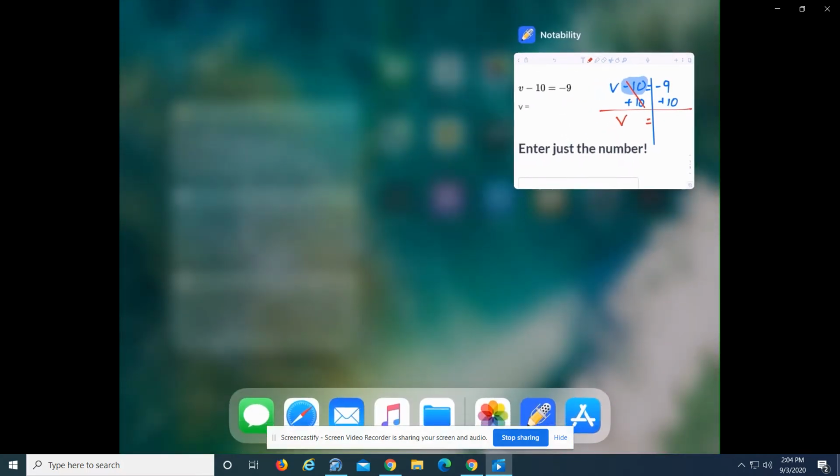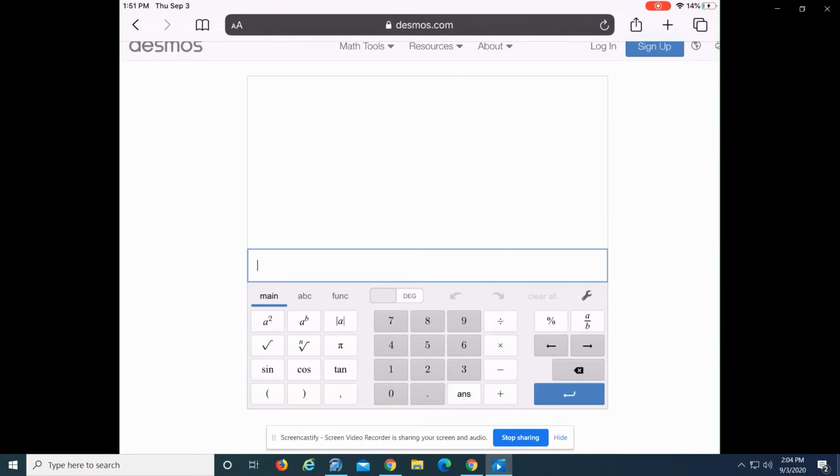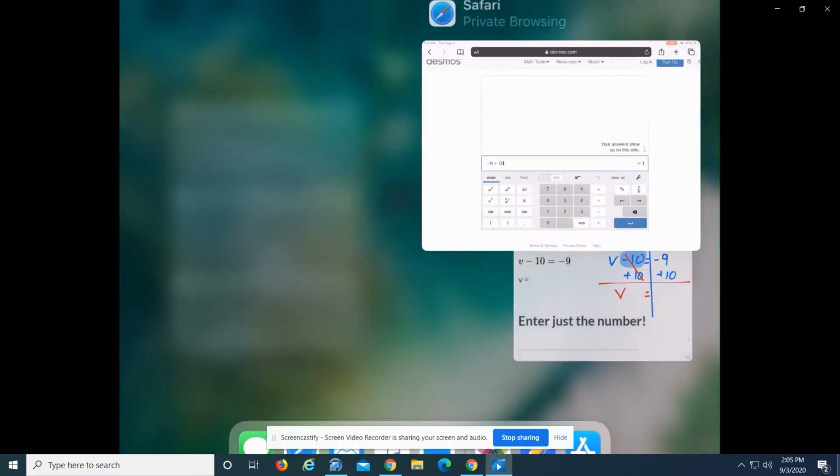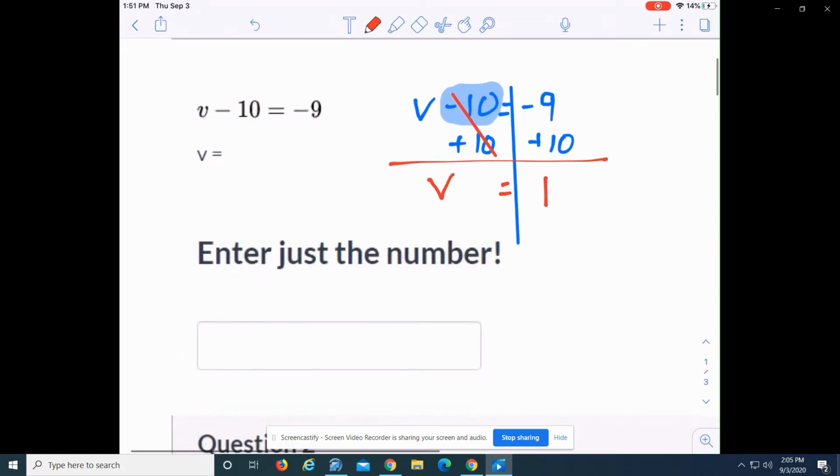Then I've got to do negative 9 plus 10. If you're not very good with negative numbers, go ahead and take the time to open up Desmos Scientific Calculator and use that. So you would just type in negative 9 plus 10. You'll find that it equals 1. And so for this, I'd put 1. Then I would go over to Canvas and I would type in, it says v equals, and then it says enter just a number. So the only thing I would put here is the number 1.